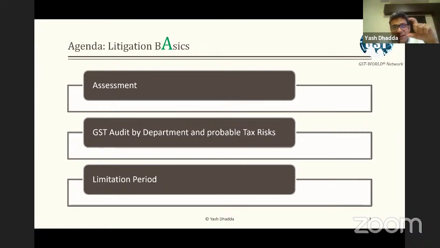Yesterday you did part B, I think with Puneet ji. And today we are talking about A, that is assessment, audit and limitation. One thing to understand is that the provisions which are there in the law are to some extent only the mechanism in which the proper officer or government officer wants to work.